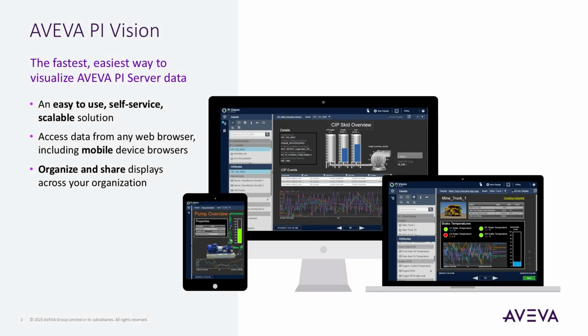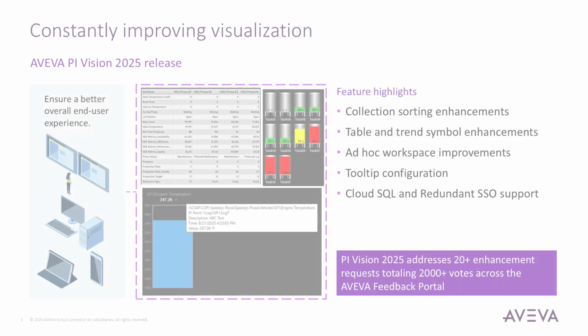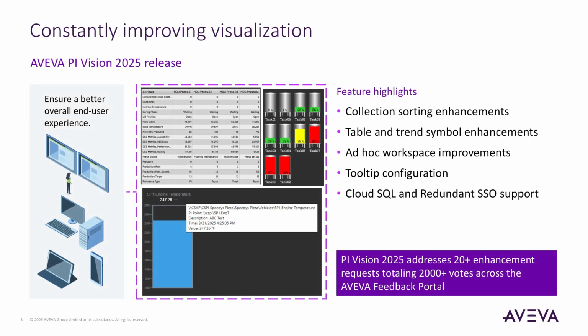AVEVA Pi Vision is the web-based visualization tool to access all your AVEVA Pi system data quickly and easily from virtually anywhere with the web browser. AVEVA Pi Vision 2025 addresses over 20 enhancement requests, totaling over 2,000 votes across the AVEVA feedback portal. Let's look at the new features introduced with AVEVA Pi Vision 2025.